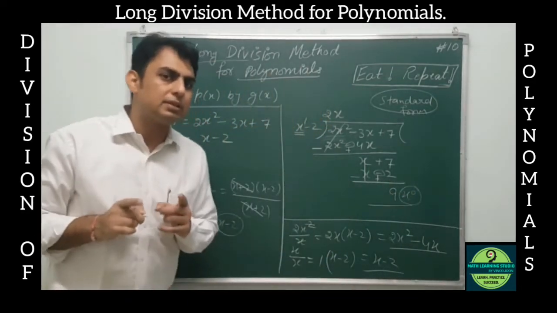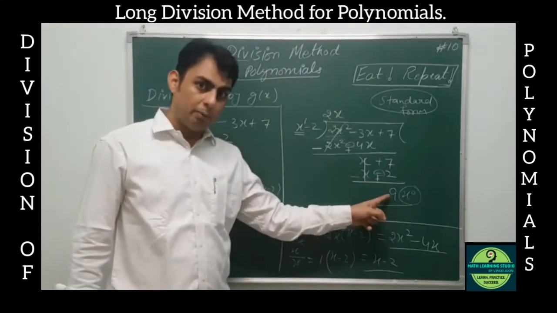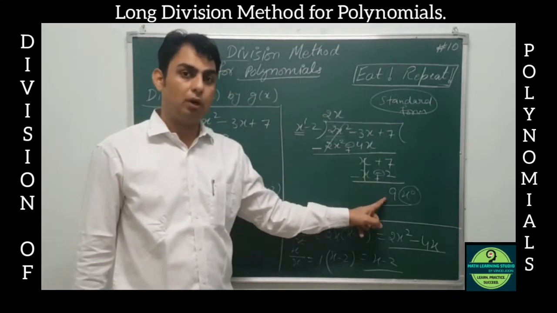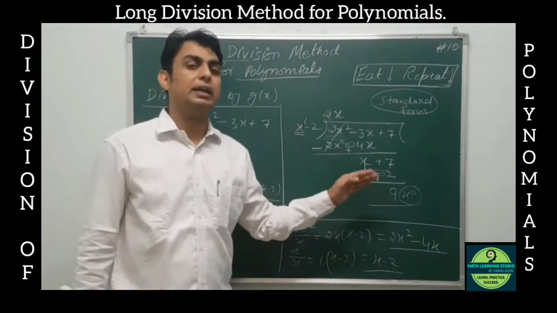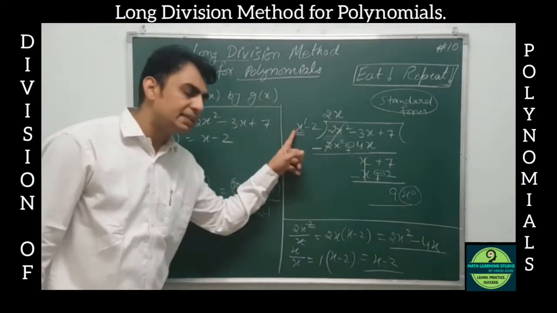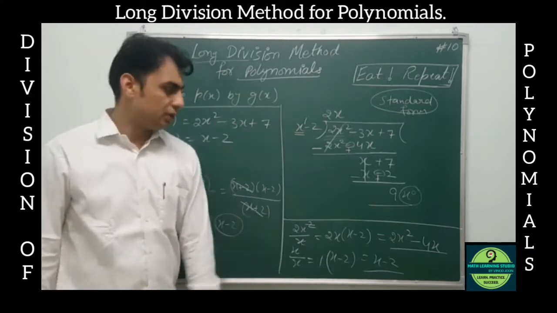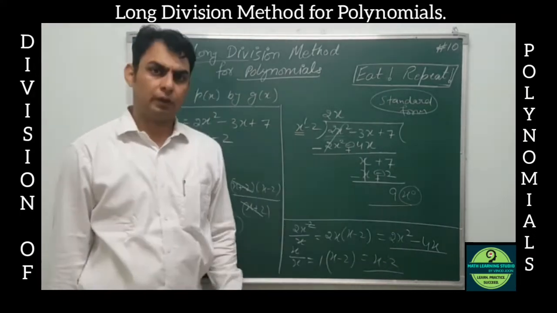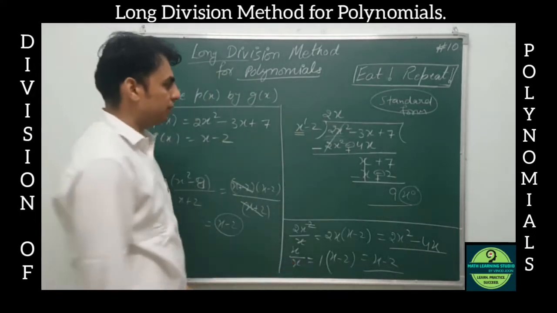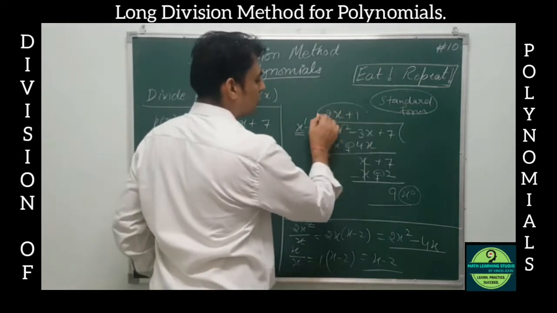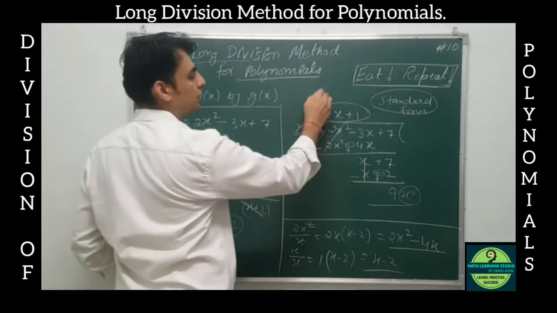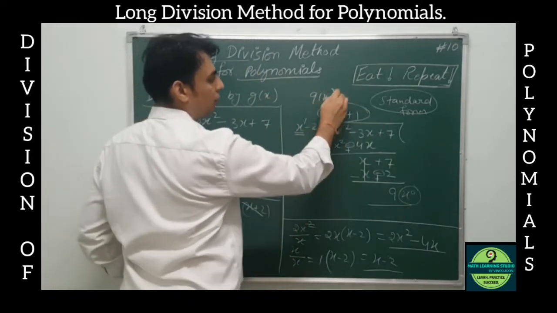So whenever you see the degree of the remainder, yes, that is what we call it, remainder, is less than the degree of the divisor, we stop the division. This becomes our remainder. Plus 1 was there, so I'll write plus 1. So this 2x plus 1 becomes the quotient, we write it q of x.